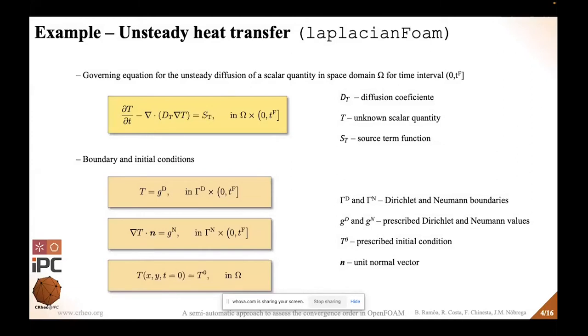So let's consider the unsteady diffusion of a scalar quantity. It corresponds to laplacianFoam. Okay, it's very simple. You have basically two terms in your equation, time derivative and Laplacian for T. T can be temperature, species, whatever you want. And you equip that governing equation with your boundary conditions. I'm only showing Dirichlet and Neumann for simplicity, and also an initial condition. So notation is quite standard. I'm not going to be specific about it.